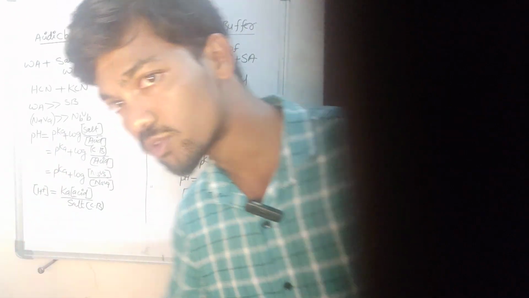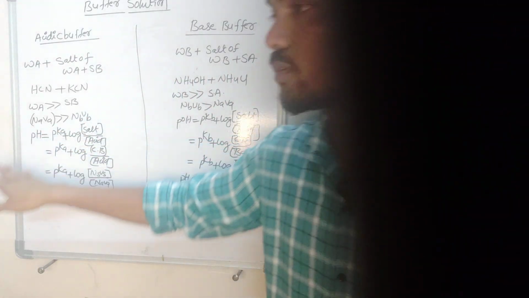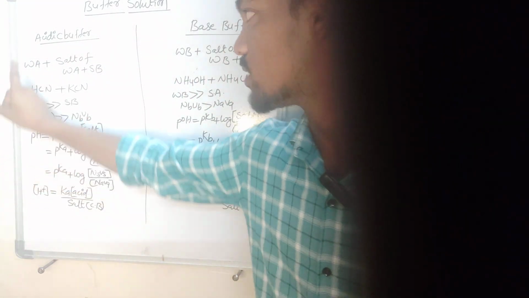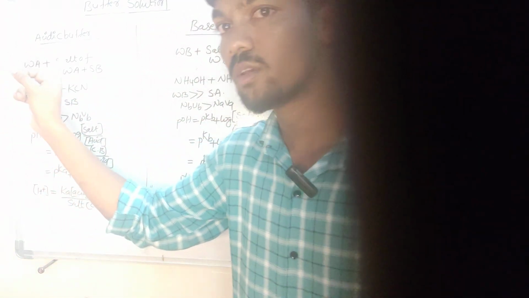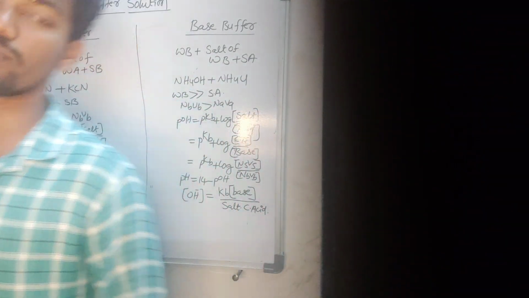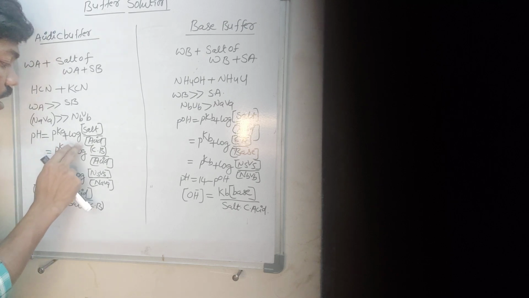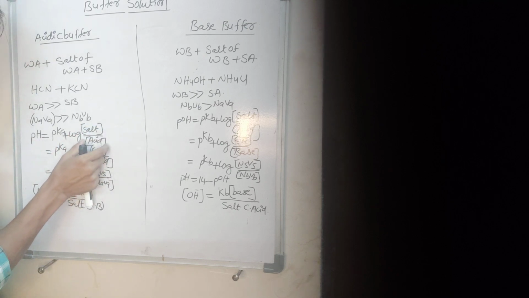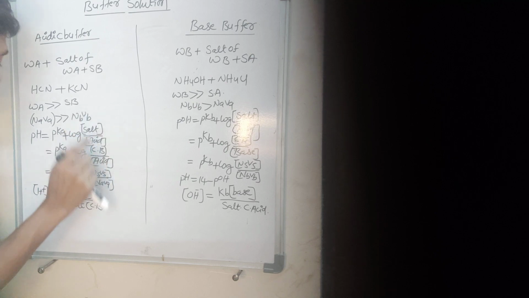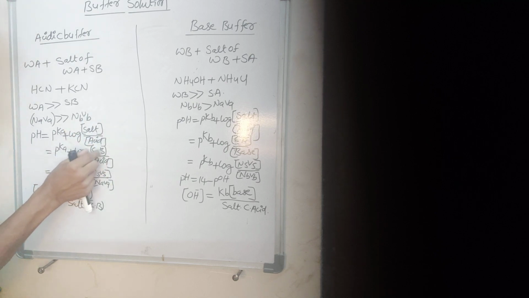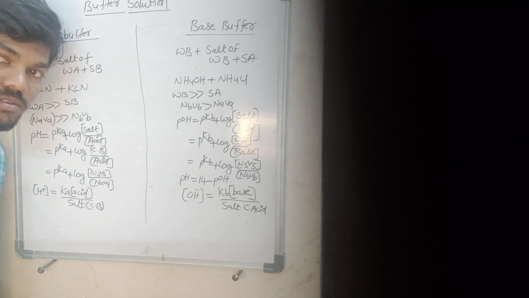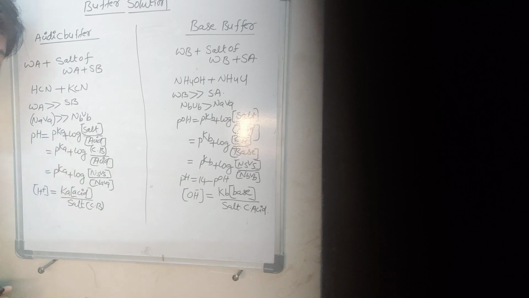When it is an acidic buffer solution, how do we find the pH value? What is the formula here? pH is equal to pKa plus log of salt concentration by acid concentration. This is the basic formula. In place of salt we can take the conjugate base concentration by acid concentration.